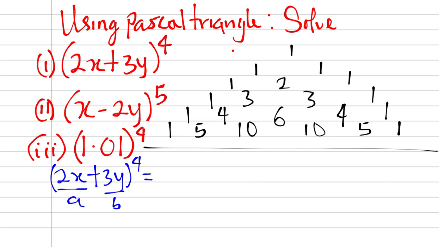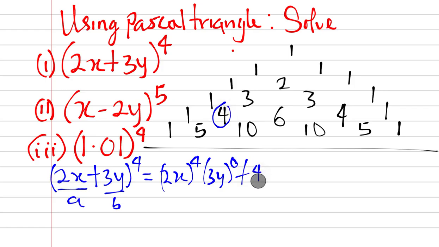So what would this be? This will now be 2x raised to power 4. Are you seeing that now? Then 3y raised to power 0. Plus, what's the next one now? What's the coefficient under 4? So I will write 4 now.